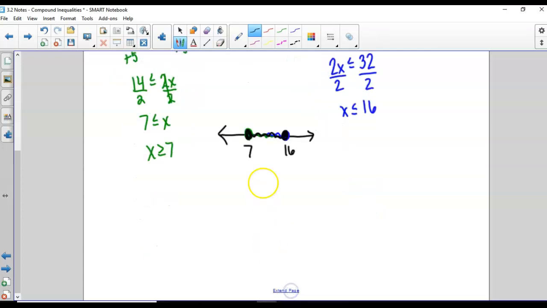We also want to write our answer combined here, so we're going to do lowest number, which is 7, less than or equal to. Always use a less than here, but use the less than or equal to because it's colored in. x, less than or equal to. Again, we use less than or equal to because at 16, that's a colored in circle. And then 16. So this is our answer here, and this is our graph.